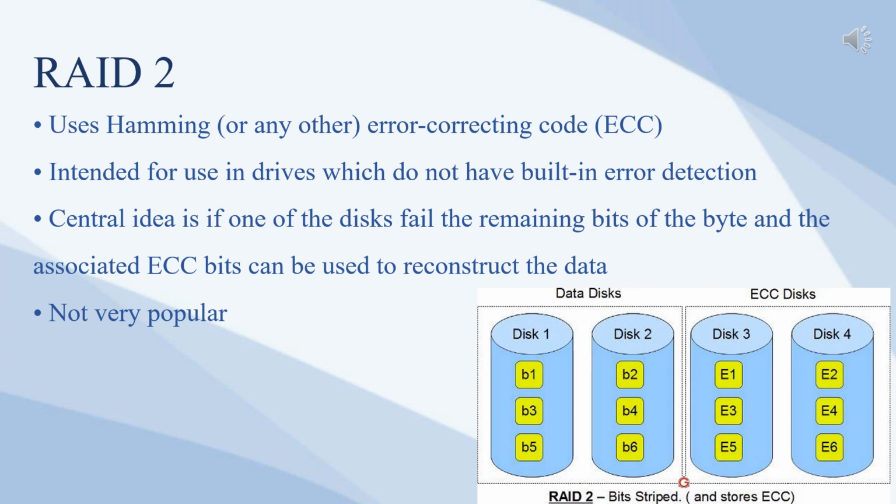RAID 2. In this level, bit level striping with Hamming code for error correction. It is rarely used in practical implementations. The advantage is high data accuracy, and the disadvantage is that it is complex and not widely adopted.